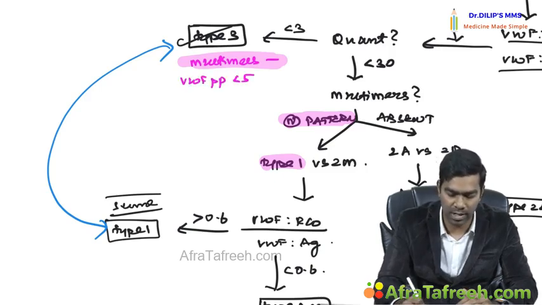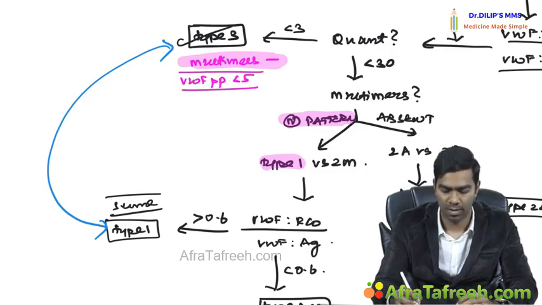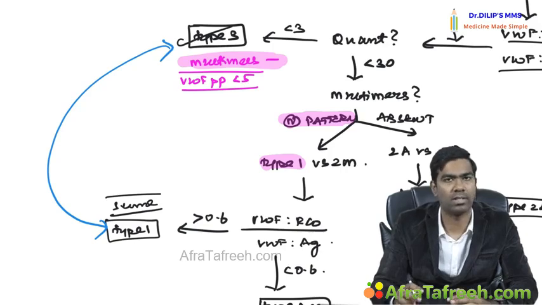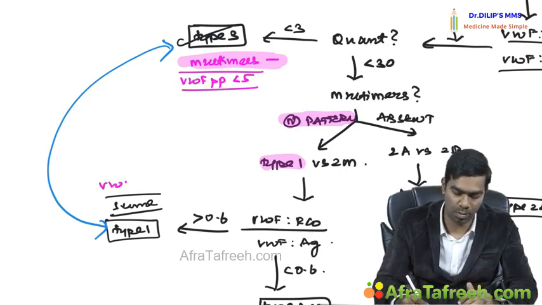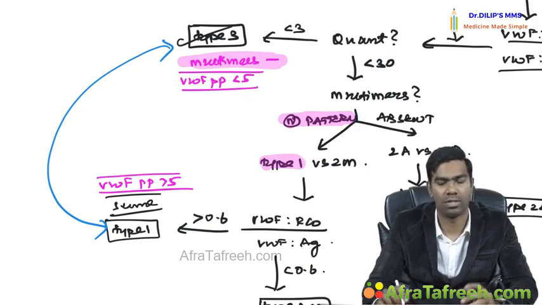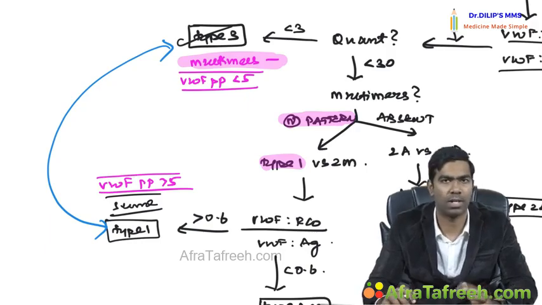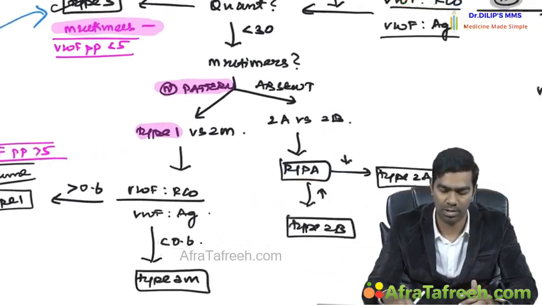But another way is also there, I told you, where your von Willebrand factor propeptide levels will be definitely negligible and undetectable, less than 5. Whereas in type 1, even if it's severe cases, there will be some production of von Willebrand factor happening, which means the von Willebrand factor propeptide levels will be more than 5, even in a severe type 1 disease.